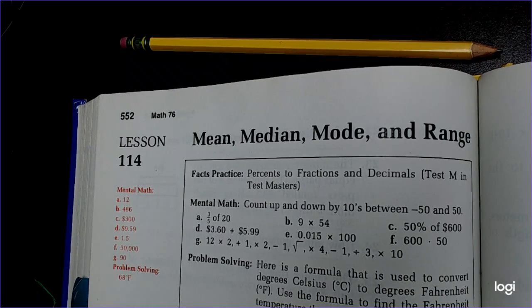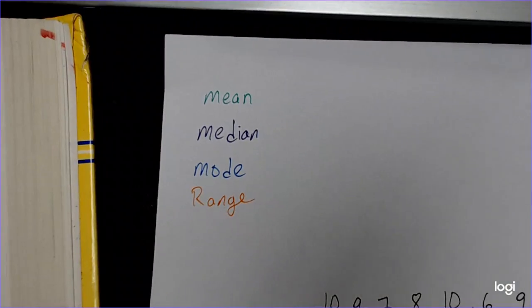Math 76, lesson 114. We are talking about mean, median, mode, and range. So these are 4 words that we have to learn and memorize the definitions of.